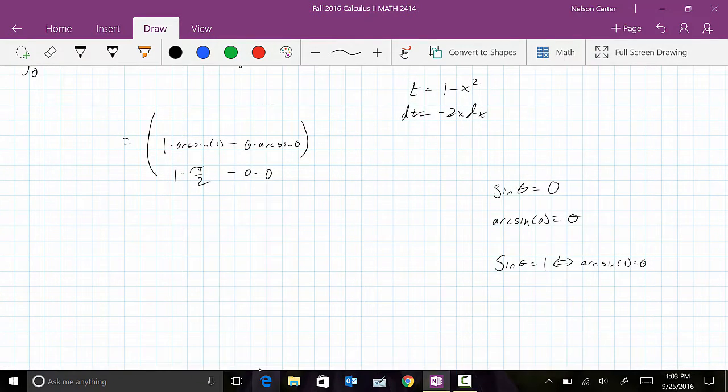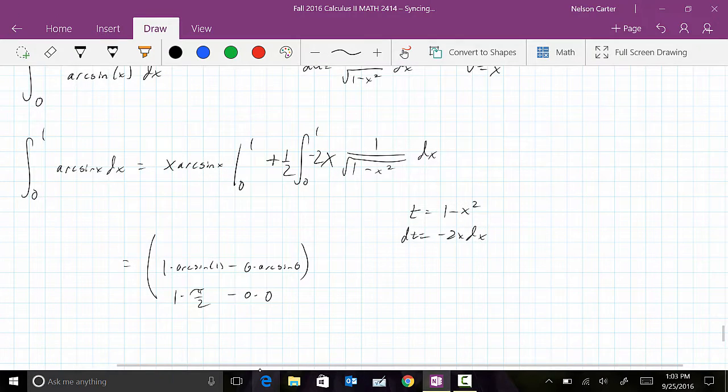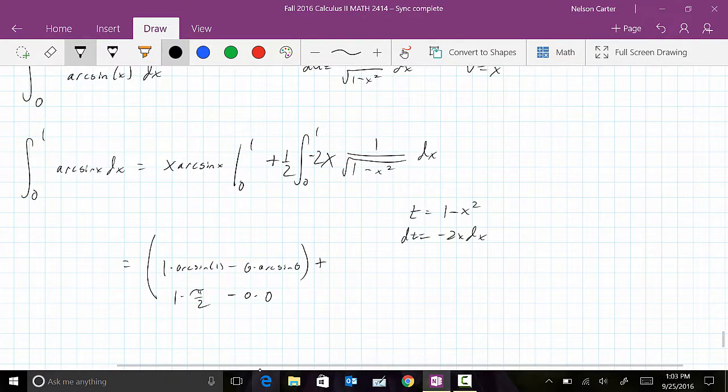I need to get this out of the way because it's kind of in the way. So we've evaluated that. We figured that out. Then I have plus 1/2 times the integral from 0 to 1 of, and now I can change this. This is now 1 over the square root of t dt.